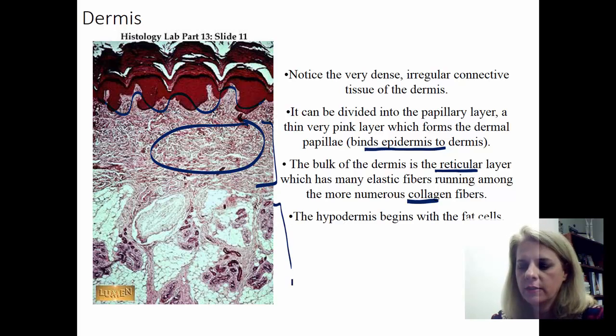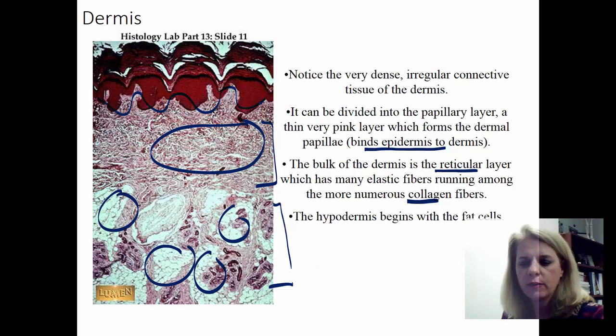And then again, just to reiterate, the bottom layer, your hypodermis, this is mostly fat. And so what you're seeing here, all this is adipose tissue. I think it looks like bubble wrap. So if you see anything that looks like bubble wrap, that's adipose, and you're in the hypodermis.